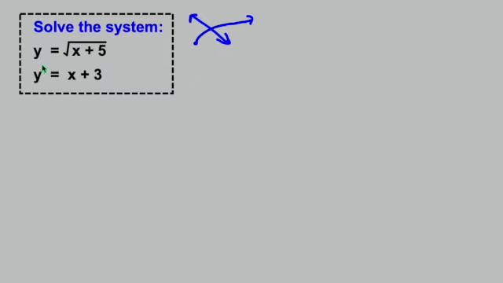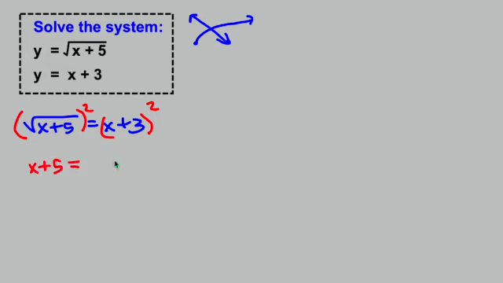Once again, they're both set equal to y, so let's go ahead and set them equal to each other. So the square root of x plus 5 equals x plus 3. All right, so now what we need to do is undo the square root. So when we do that, we're going to square both sides. On the left side, we're only going to get x plus 5. On the right side, it's going to be x squared plus 6x plus 9.